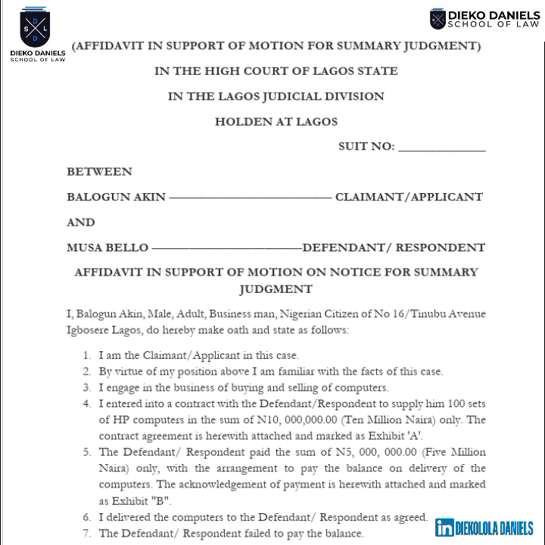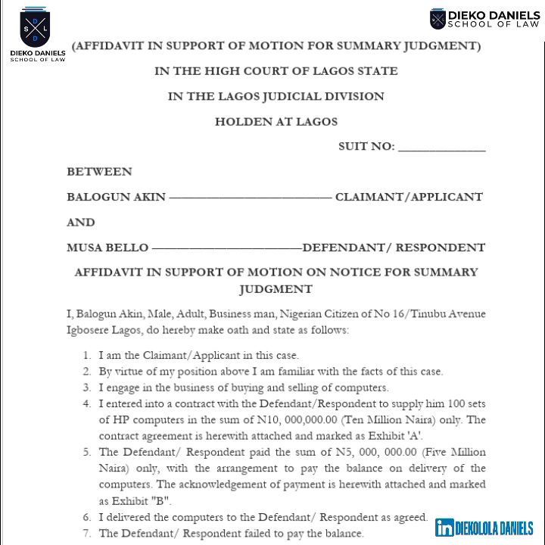So your paragraph 3 tells us I engage in the business of buying and selling of computers. One information. Paragraph 4 tells us I entered into a contract with the defendant respondent to supply him 100 sets of HP laptops in the sum of 10 million naira. That's one information. I entered into a contract with the defendant to sell him so many laptops for this amount. One information.